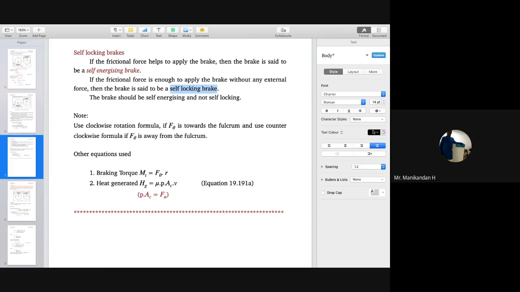So frictional force is created once we press the lever slowly, right? We will get the frictional force, but the self-energizing brake is always preferred because the brake is under our control and it will not allow the braking force to exceed and stop the vehicle. So if that is happening only because of the frictional force, then we can say it is a self-locking brake, right? So always the brake should be self-energizing, and it should not be self-locking. They may ask this for some 2 or 3 marks.